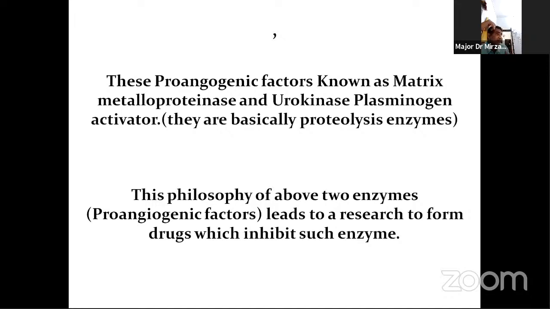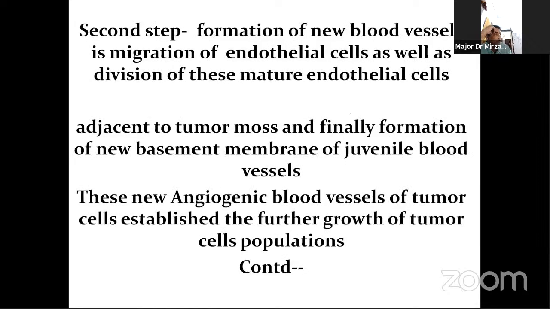So there are several steps in angiogenesis. This is the first step. If we have a drug, till now we don't have that, we can stop these pro-angiogenic factors leading to the breakage of the basement membrane, so they lead to further angiogenesis. Second step is formation of new blood vessels, migration of endothelial cells as well as division of mature endothelial cells adjacent to the tumor mass, and finally formation of a new basement membrane of juvenile blood vessels.